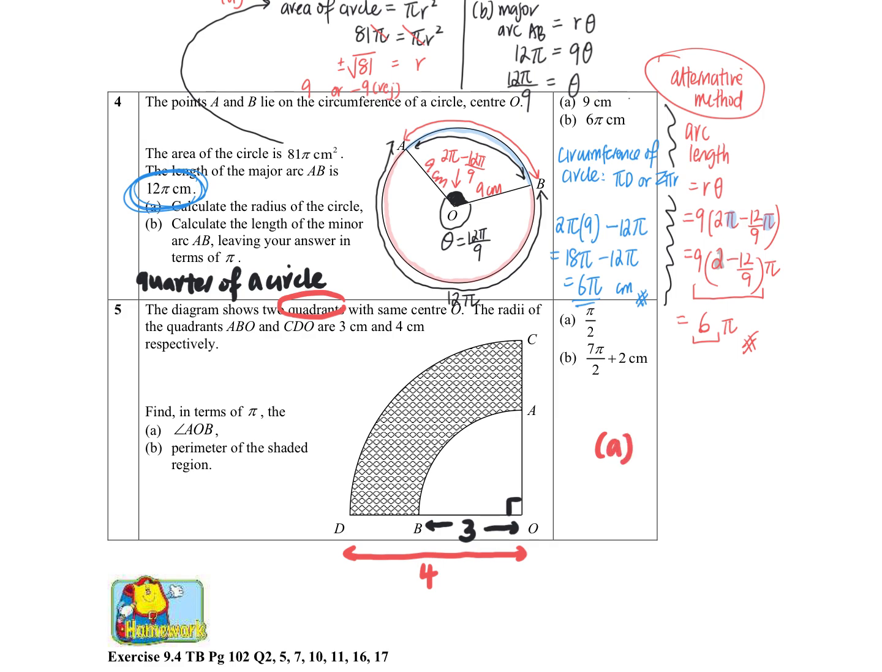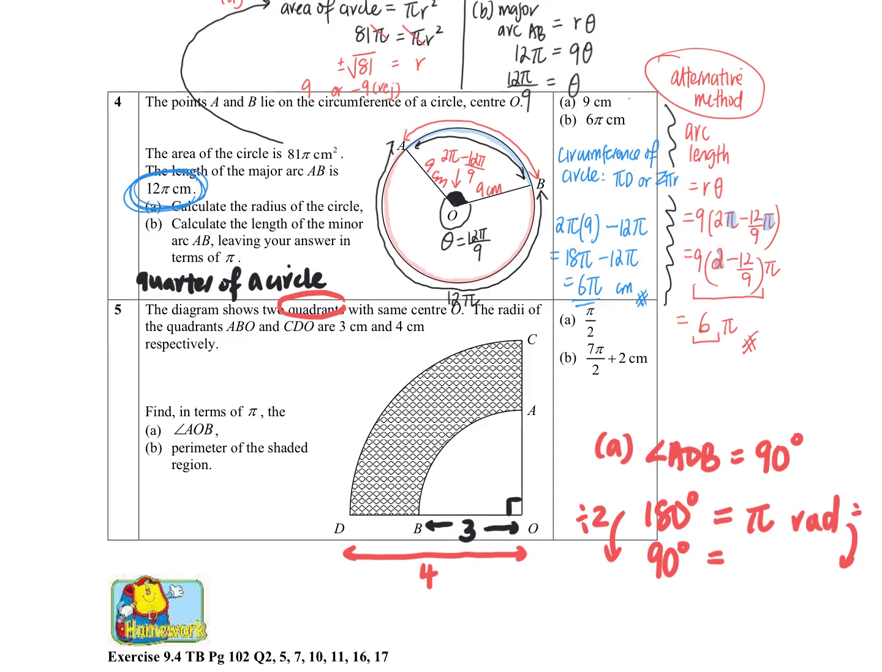This one is very easy. Angle AOB is 90. So we ask ourselves, 180 is pi radians, so what is 90? Pi over 180 times 90. We can straight away write divide by 2, faster, because 180 divided by 2 is 90, so pi divided by 2 will give you 90 degrees. So the answer for part A is just pi over 2 radians.